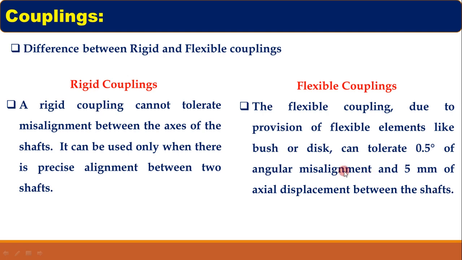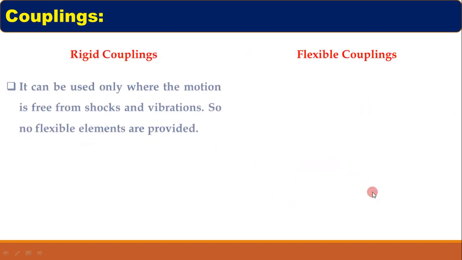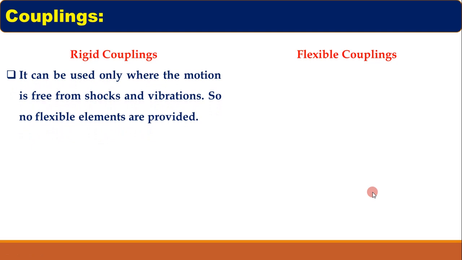So this is the basic difference. A rigid coupling cannot tolerate misalignment. On the other hand, a flexible coupling can tolerate 0.5 degree of angular misalignment and 5 mm of axial displacement between the shafts. Now the second point: a rigid coupling can be used only where the motion is free from shocks and vibrations. So no flexible elements are required.